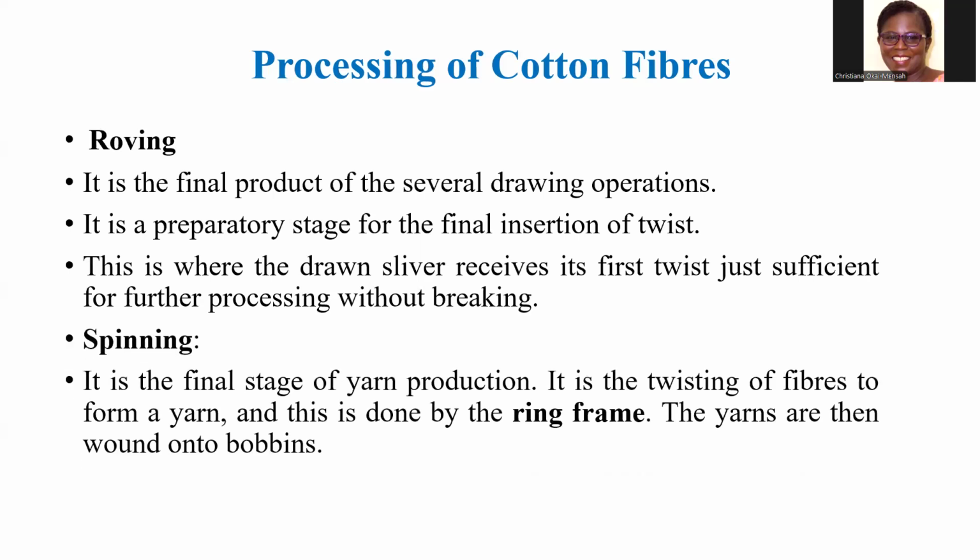So after that, we do the actual spinning. So what is spinning? It is the final stage of the yarn production. It is the twisting of fibers to form a yarn. And this is done by the ring frame. The yarns are then wound onto bobbins. So from the roving, we send the rovings to the ring frame, and then the ring frame will twist the roving to get the final yarn. And the final yarns are called singles.